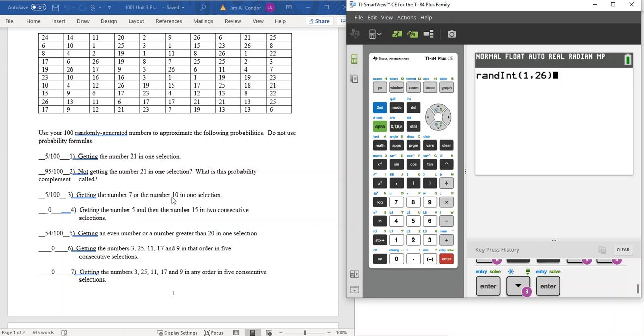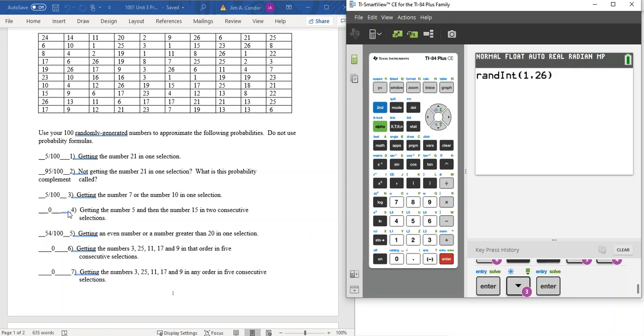So all right, let's get on to the next one. Getting the number 7 or 10. Again, if we come over here and hit that, what's the odds it's going to be a 7 or a 10 coming up? Well, we have to see how many 7s and 10s are up here. So we count 1 and 2 and 3, 4, and 5, right? So 5 out of the 100 numbers are either a 7 or a 10. And that would be my odds then, 5 out of 100.